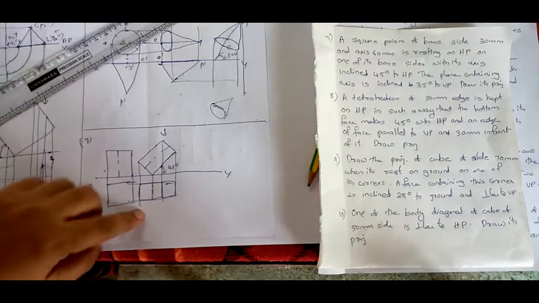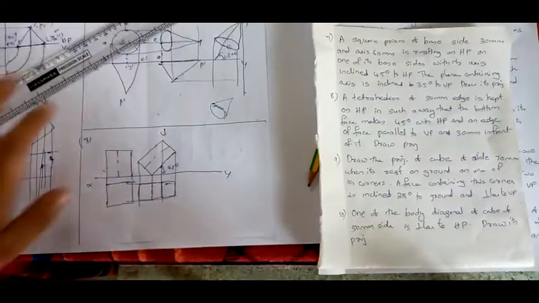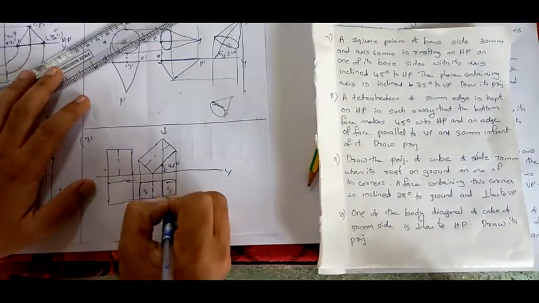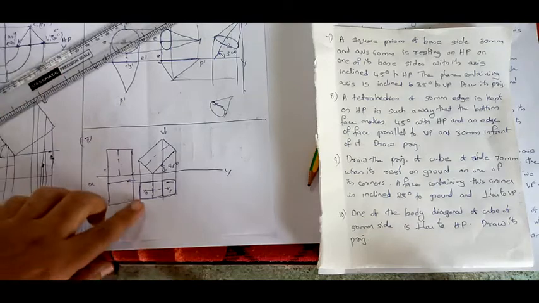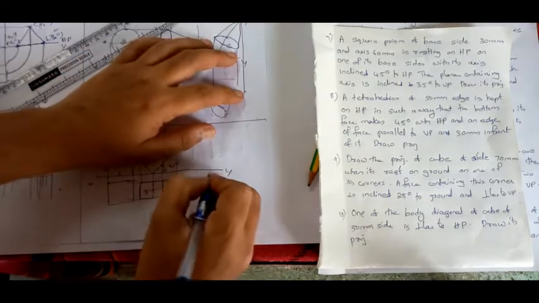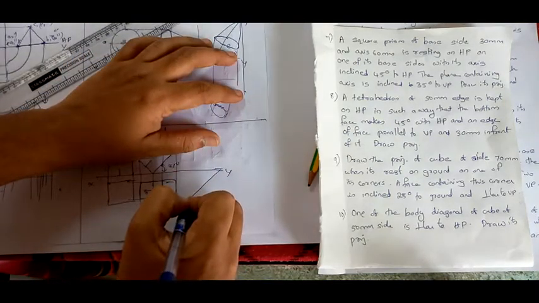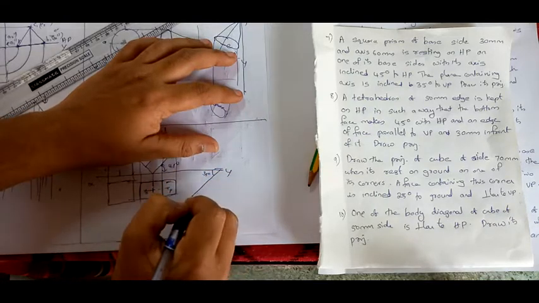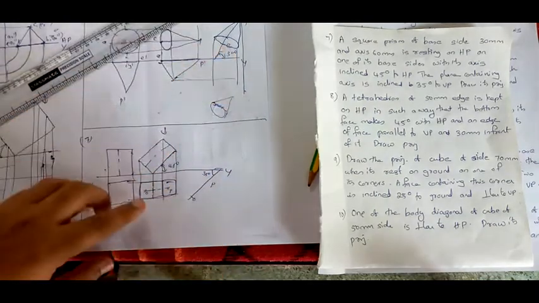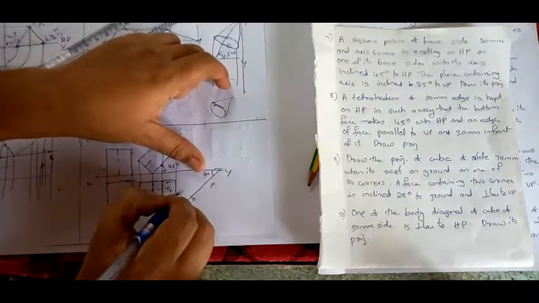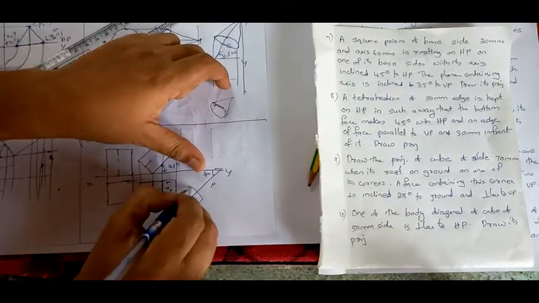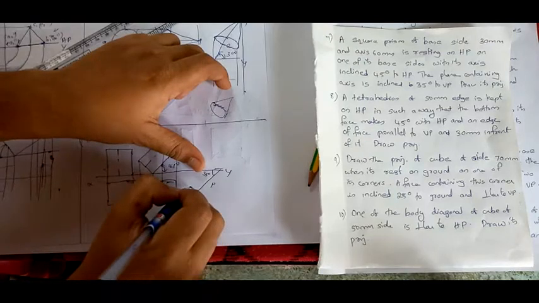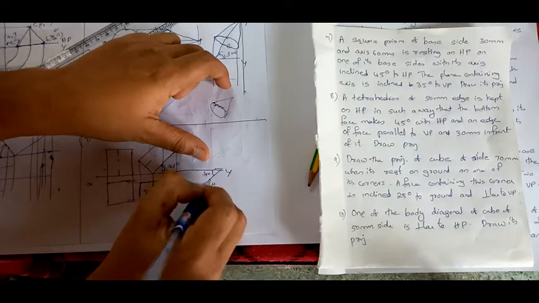Now what they have told is, the plane containing the axis is inclined 35 degrees to the VP. So you have to find O is here, P is here, right? The plane containing the axis means you have to rotate in such a way that it is 35 degrees to VP, and mark OP on it. So OP on it, and reproduce this figure. This will be dotted. OP.